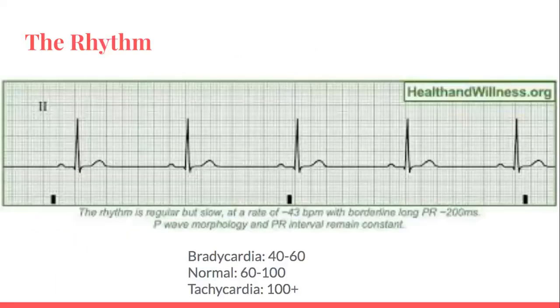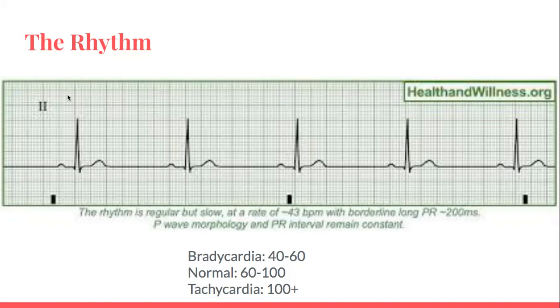So starting with the rhythm, as I mentioned, we want to look for that 6-second strip. So it's going to be 2 tick marks away from where you're measuring. When we get the rhythm, we want to count how many full waveforms we have within those tick marks. So on this one, we would have 1, 2, 3, 4, and we're not counting this one because it's not the whole waveform within that tick mark.